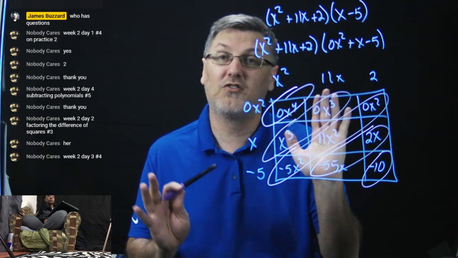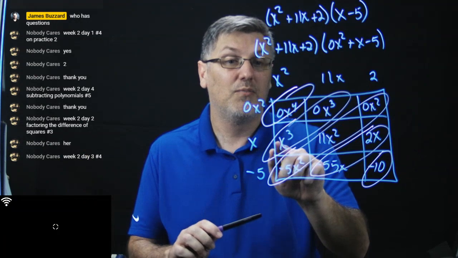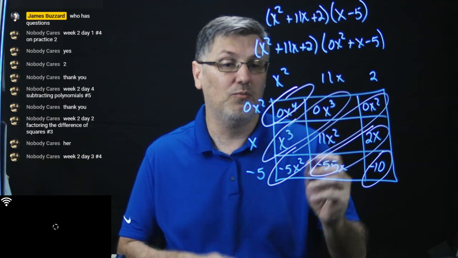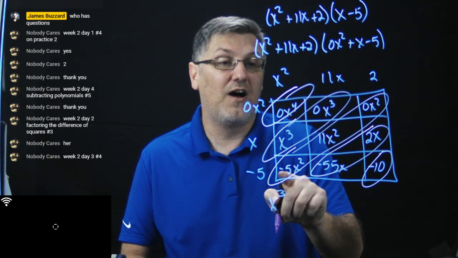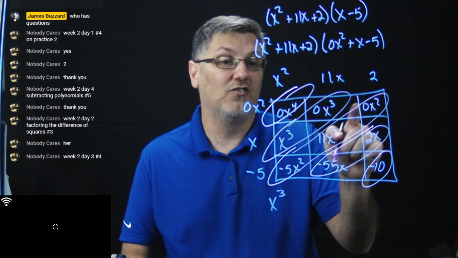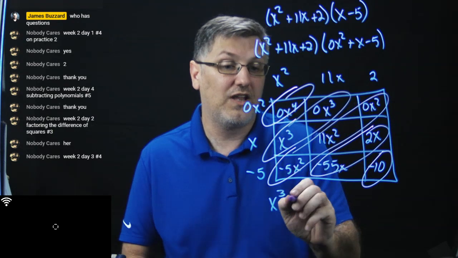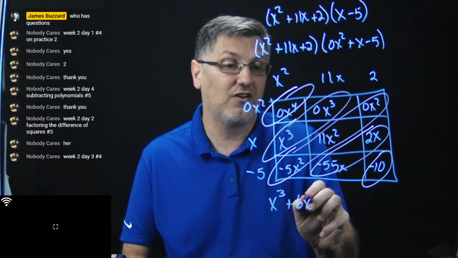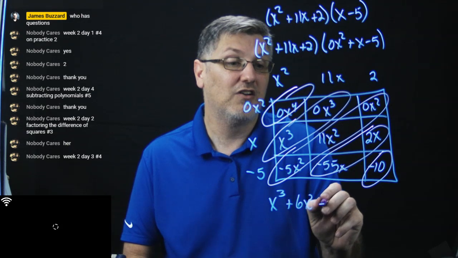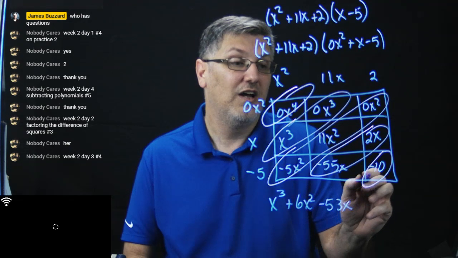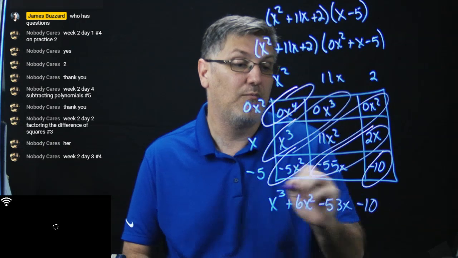Well, I have a 0x to the 4th. I don't need to write that. But now I have x cubed plus 0x cubed, so I have x cubed. Now I have a negative 5x squared, 11x squared, and a 0. When I add all these, that gives me plus 6x squared. Here I have a negative 55x plus 2x, which gives me a negative 53x. And then I have just a minus 10, and I'm done.